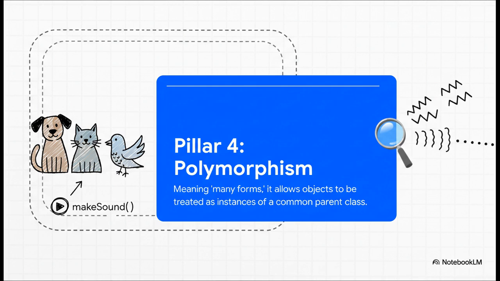It's a fancy Greek word that just means many forms. And honestly, this is where things get really, really cool. It's the idea that you can ask different objects to do the same thing, and they'll each respond in their own unique way. So imagine you have a bunch of different animal objects, a dog, a cat, a bird. You can go through that list and tell each one to make sound. The dog object will bark, the cat will meow, and the bird will chirp. You're using the exact same command, make sound, but you're getting totally different results based on the object. That's polymorphism, and it makes your code incredibly dynamic.